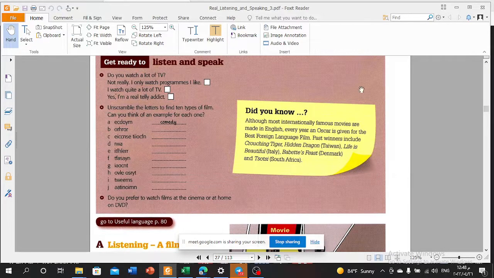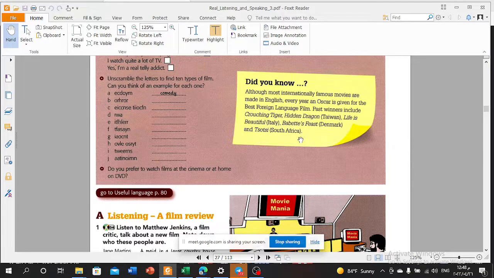Here the Did You Know section is also important. It is about the foreign best language film Oscar awards, and the Did You Know section here lists certain books or certain movies either made in Taiwan, Italy, Denmark or South Africa that had won this award earlier. So this is also... yeah.